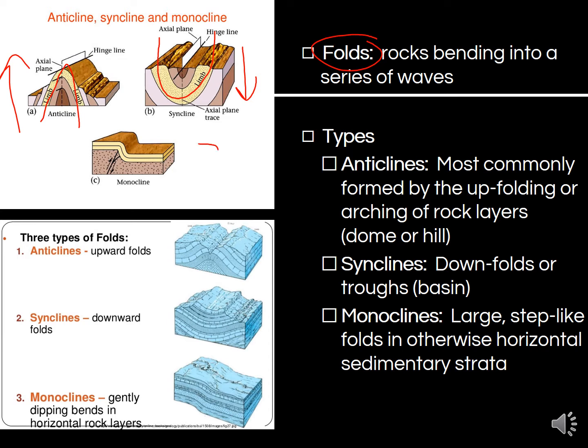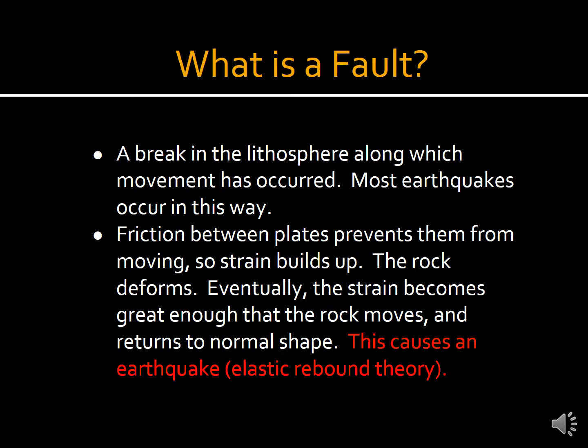Monocline is basically like steps. Okay. Here are three: this upward, downward, and again like steps. So anticlines are the most common form, by the upfolding or going up a hill. Synclines basically make basins. Monoclines is like again steps.